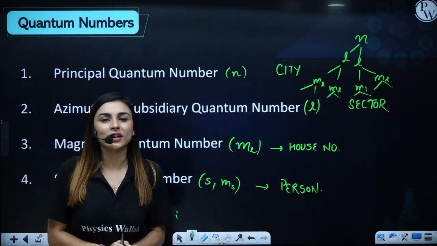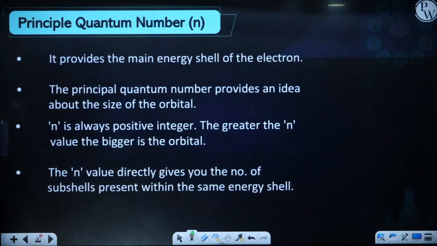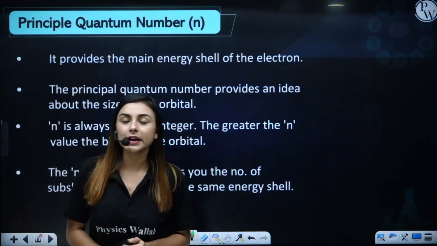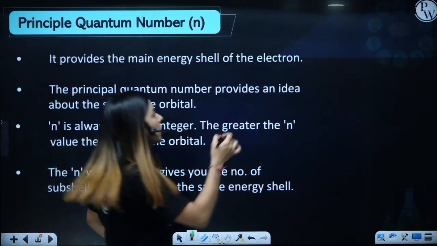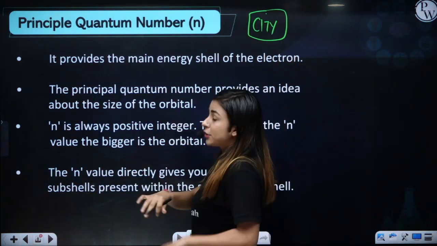Now you only have to understand a few bits more, right? Yes. So let's move forward. Let's talk about the principal quantum number n, which will denote the city. Ma'am is again and again denoting city so that you can relate it to day-to-day life.